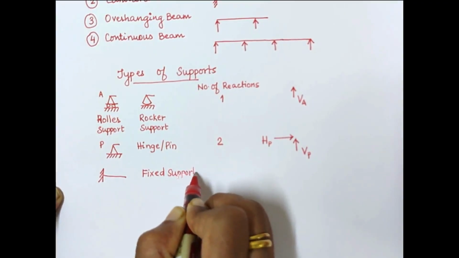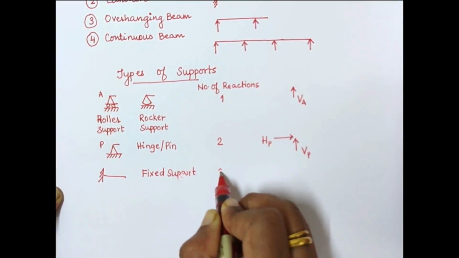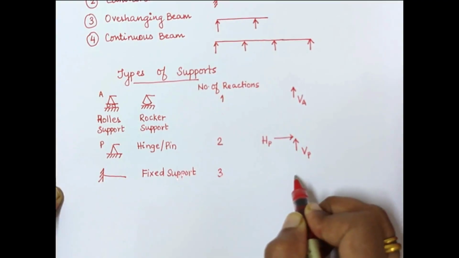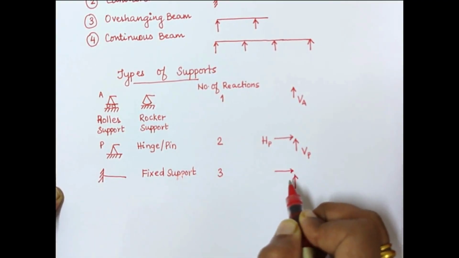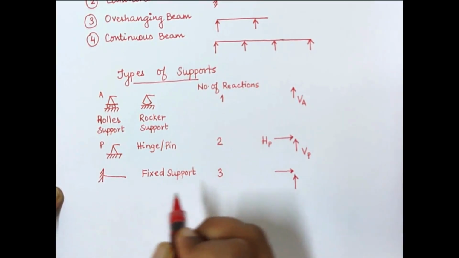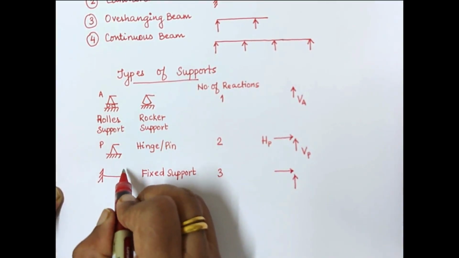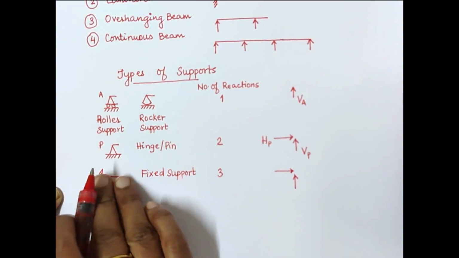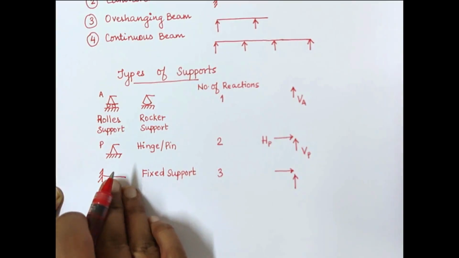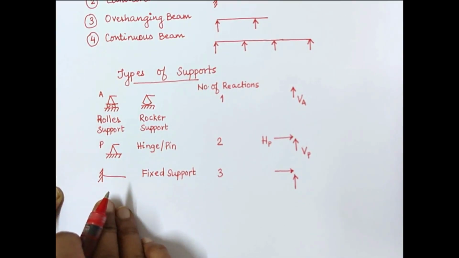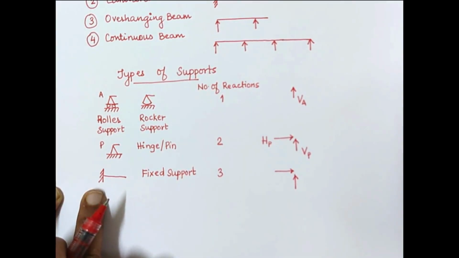Now in a fixed support, we will always get three reactions. One will be vertical, one will be horizontal, and one will be a moment. Now let's consider this point. If there is a force acting on this end, this beam will try to turn or try to move in the downward direction, but this particular support has to avoid its movement.